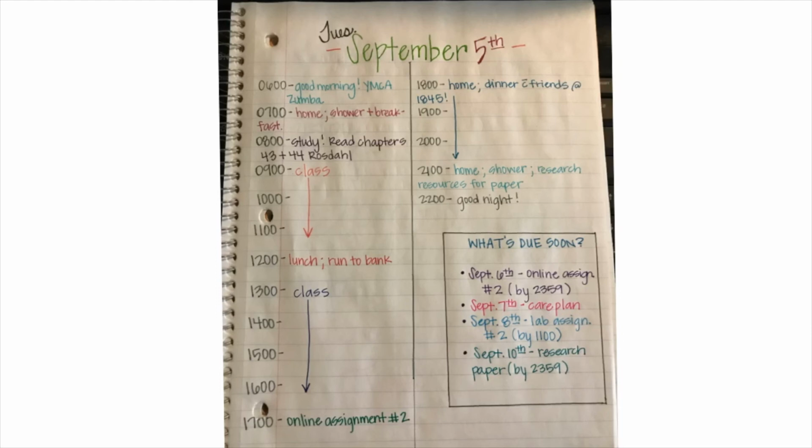So we've got a what's due soon section here that you can keep a running tab of what's coming up and what's going to be due in the days ahead. All right, and then all you do is you make a new day. Every day you're going to put things on this calendar. And you just turn the page and start over with September 6th or whatever day it's going to be.